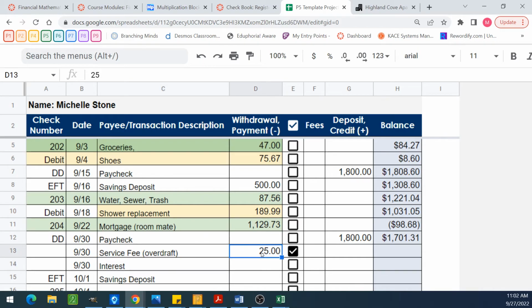Wait, what is that fee for? It's just a service fee. The banks will frequently charge you just for using their bank.